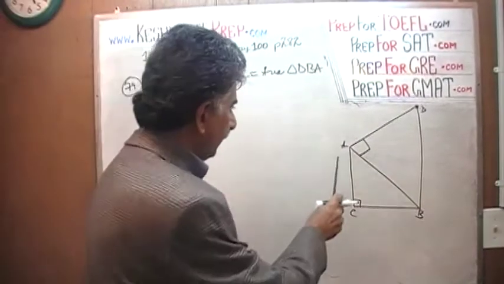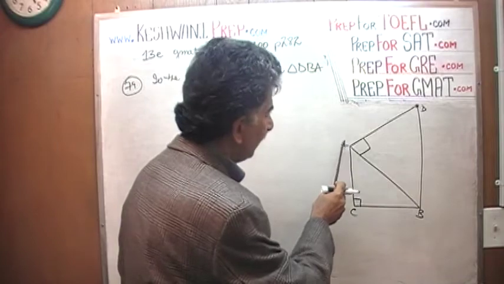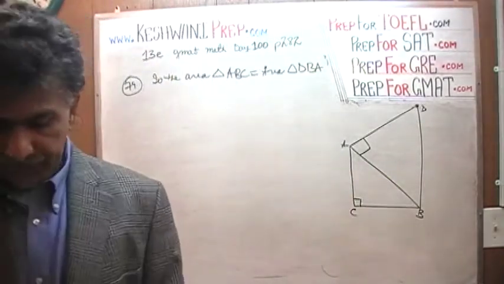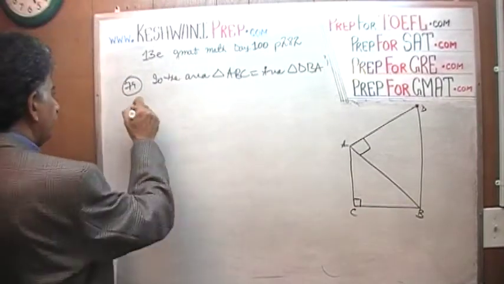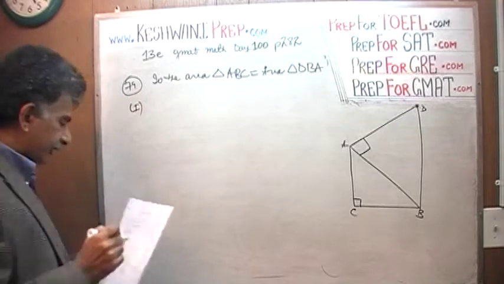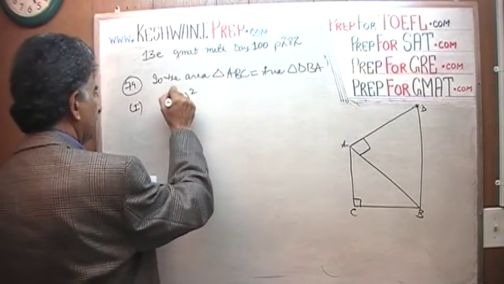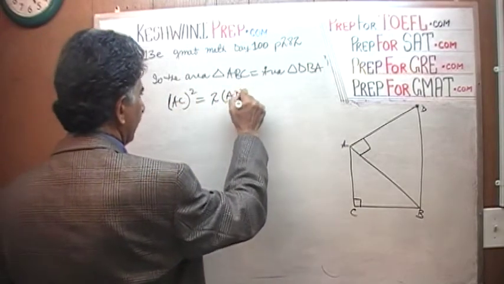So we have two triangles here. We have a triangle ABC. Is the area of this triangle the same as the area of DBA or ADB, whatever you like? That's all it is. A very simple, very straightforward question. Let's see what they give us. In the first statement, they're telling us that AC squared is equal to 2 times AD squared.